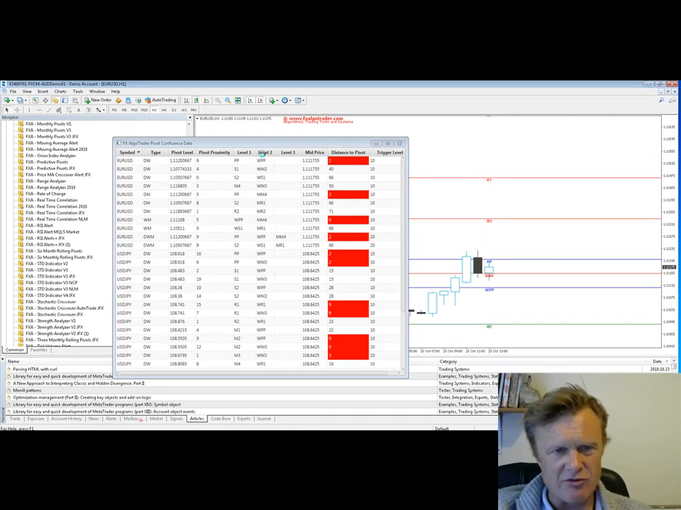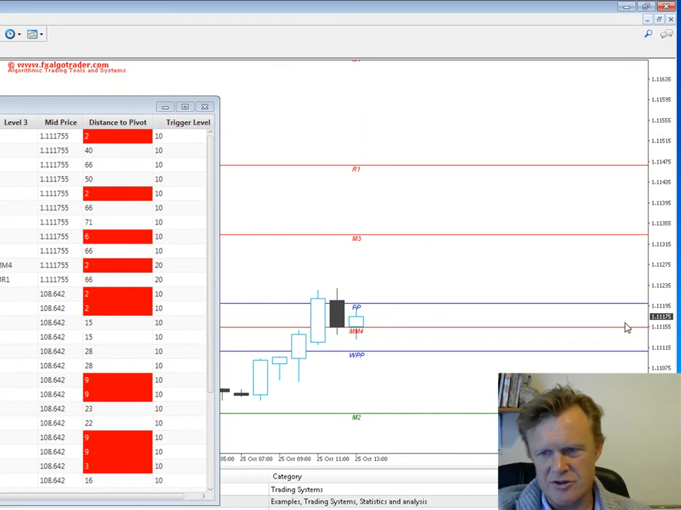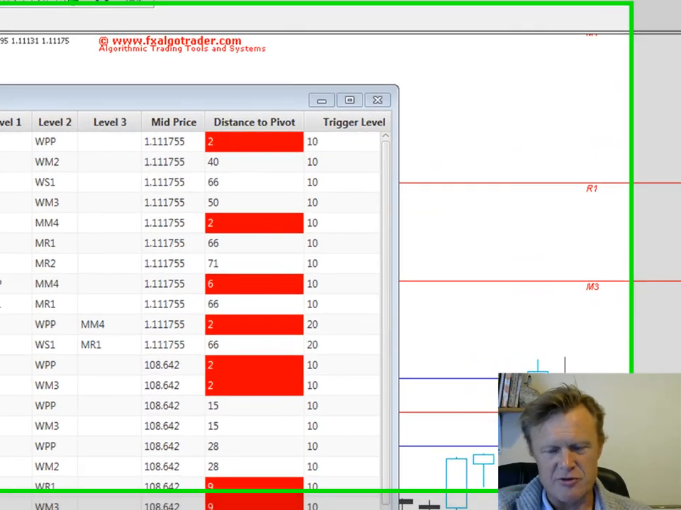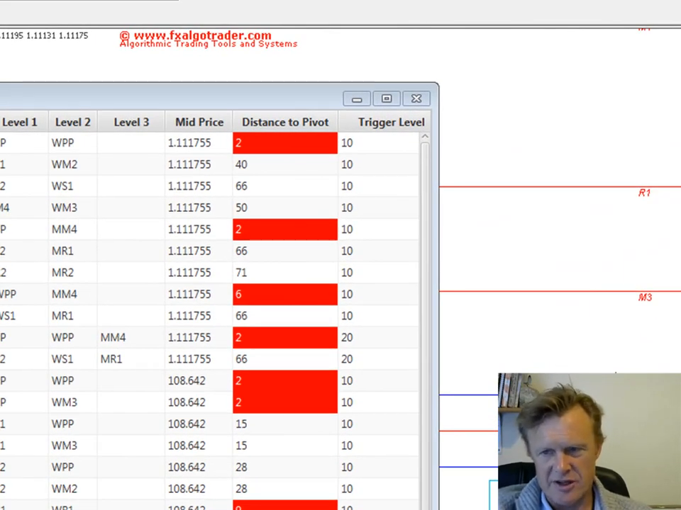And it's saying we've got a level 2 pivot, which is a weekly central pivot, and the pivot proximity is 9 pips. So if we measure those, we should find that the distance between the two is 9 pips, which you can see there. And the mid price is 1.11755, which is essentially the difference between the bid and the offer price.